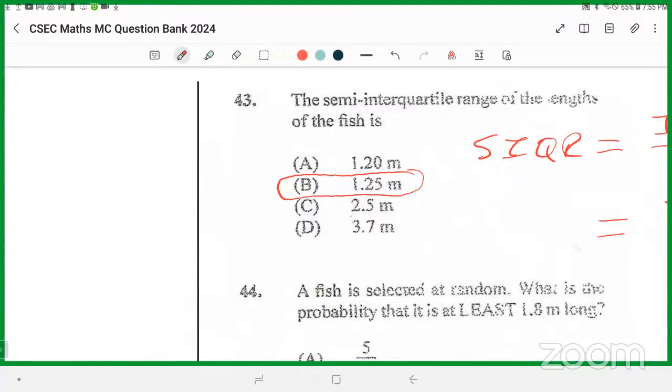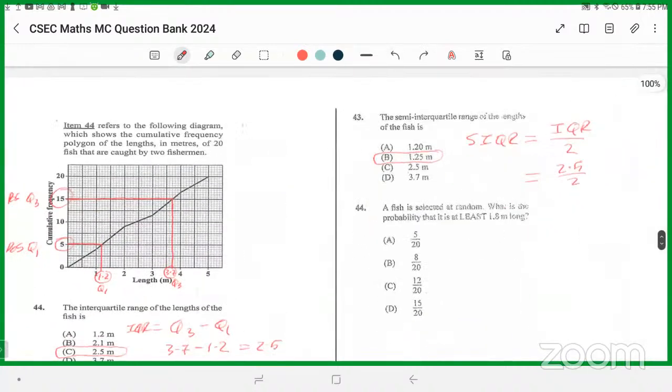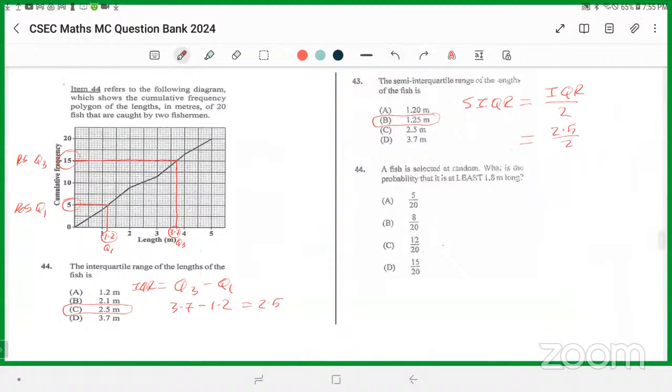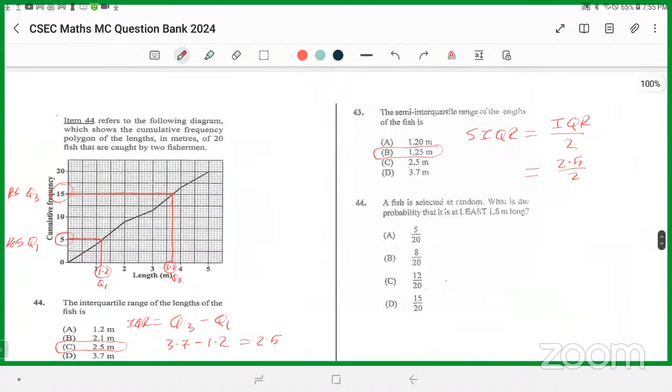Not interquartile range, the semi-interquartile range. So you see, they give the same diagram on another year. This one asks for the interquartile range, and in another year, they ask for the semi-interquartile range. And then here, this is another question on another year for the same diagram.